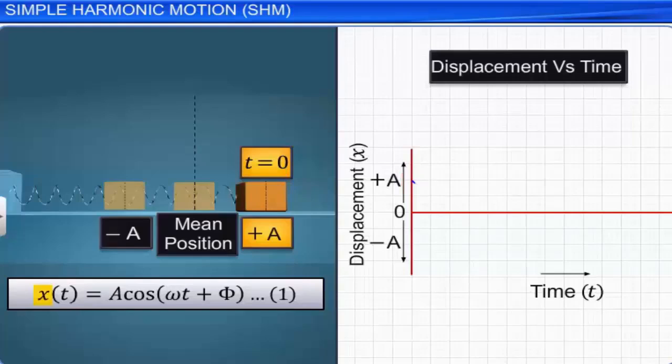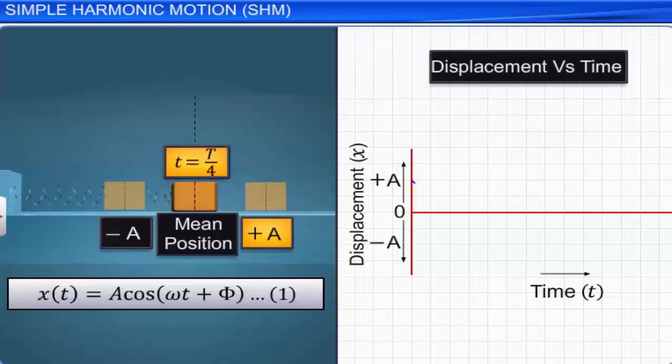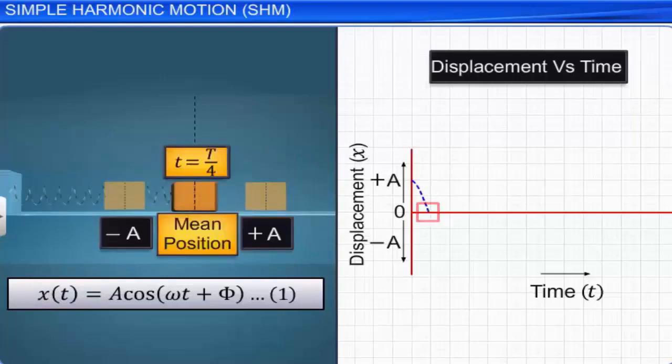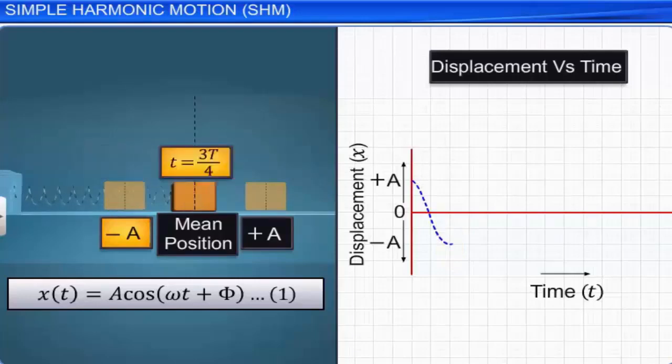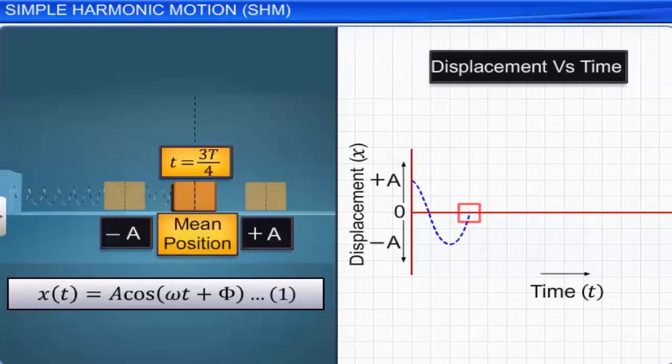When time t is equal to T by 4, the particle will be at the mean position. For the oscillating particle, when t is equal to T by 2, it is at the left extreme, and when t is equal to 3T by 4, it is again at the mean position. When t is equal to T, it returns to the right extreme position plus A.